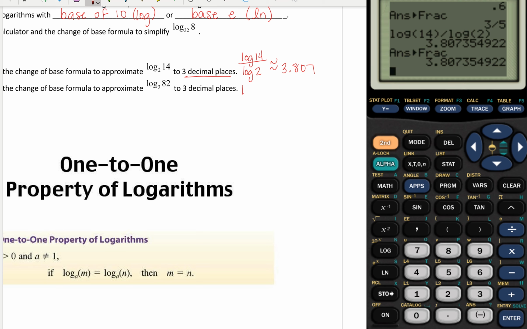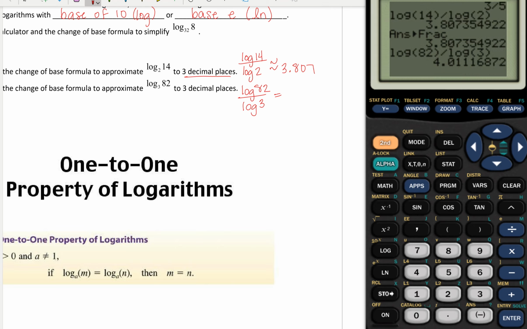Now for log base 3 of 82, we're going to do the same thing. We're going to go log, large number on top, log, small number on the bottom, and we will get log of 82 divided by log of 3. That is approximately 4.011 to 3 decimal places.